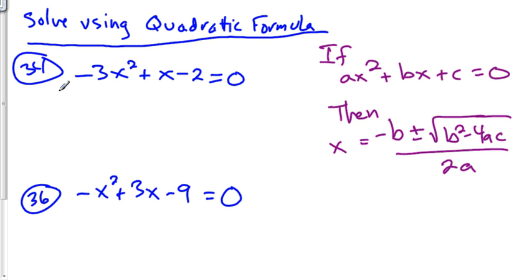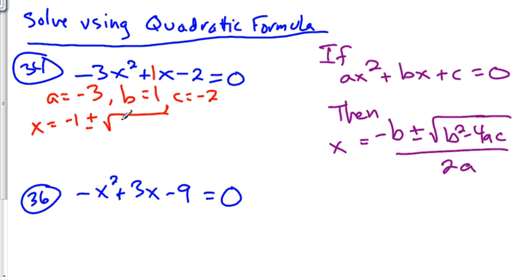So first part, tell me what a, b, and c are. I don't need to write these out every single time. I'm doing it here just to hope these make sense. So a equals negative 3, b, it's understood as 1, c is negative 2. So x equals negative b, which means the opposite of b, plus or minus the square root of b squared, so that's going to be 1 minus 4 times a, which is negative 3, times c, which is negative 2, all over 2a. That's 2 times negative 3 right there.